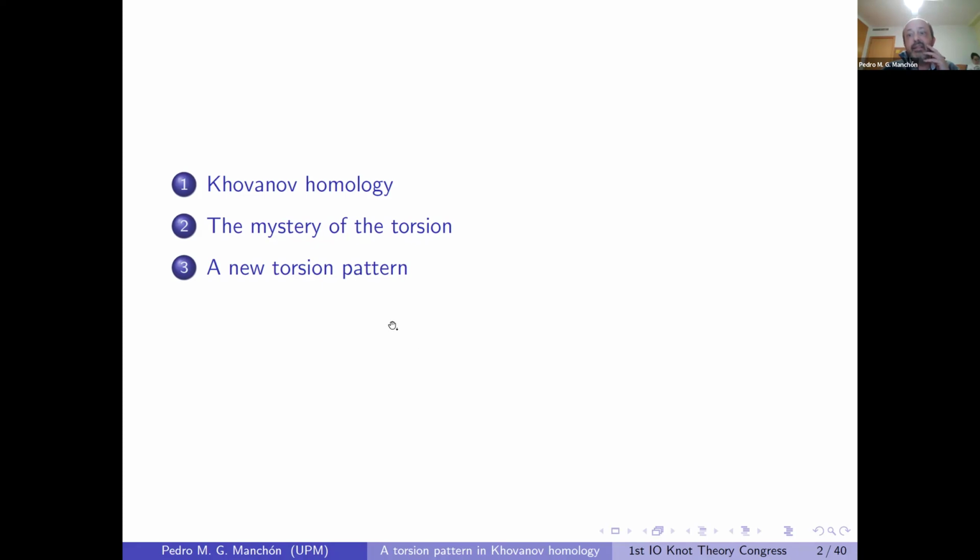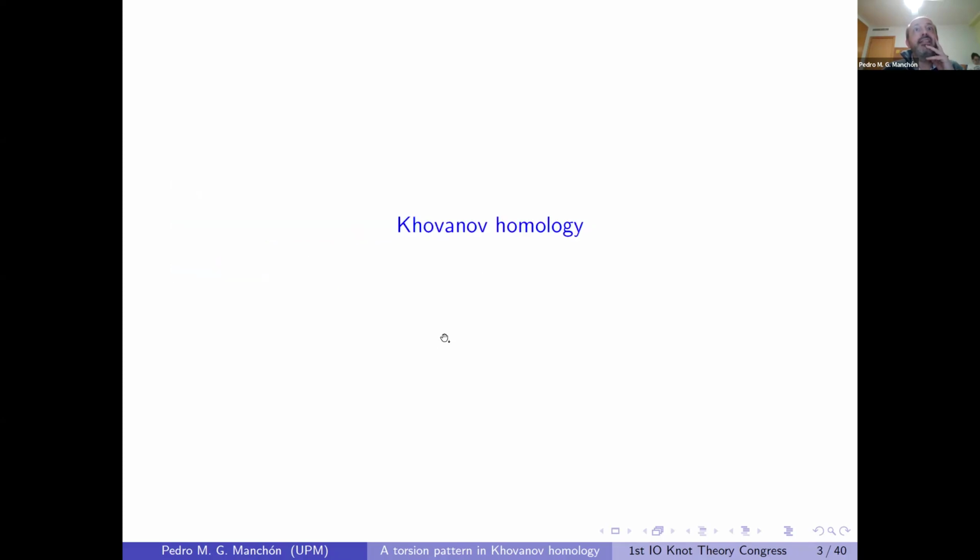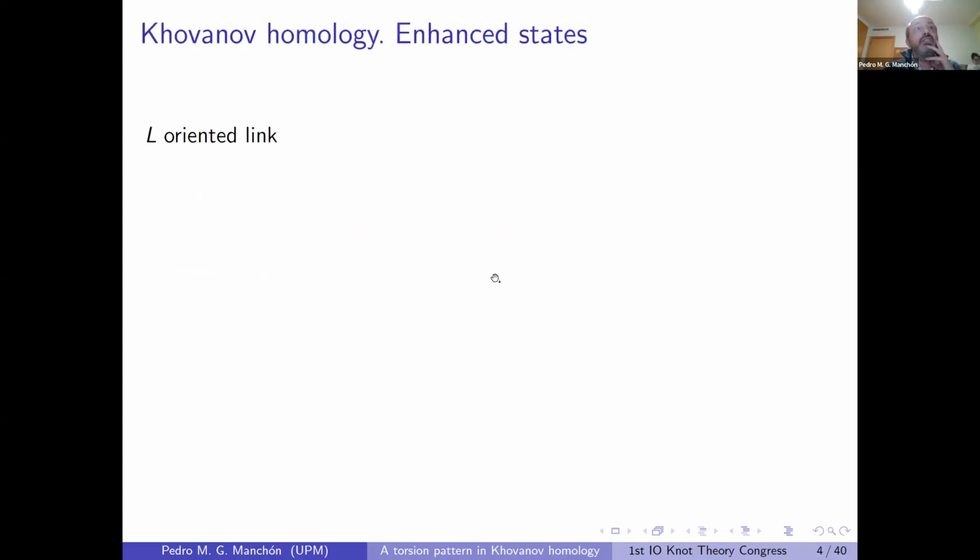This torsion pattern must be seen in the A smoothing of the diagram. We will identify an element that defines a torsion, and we will sketch the proof that it is a torsion element. Then we will show some examples. Let's start with the Khovanov homology.